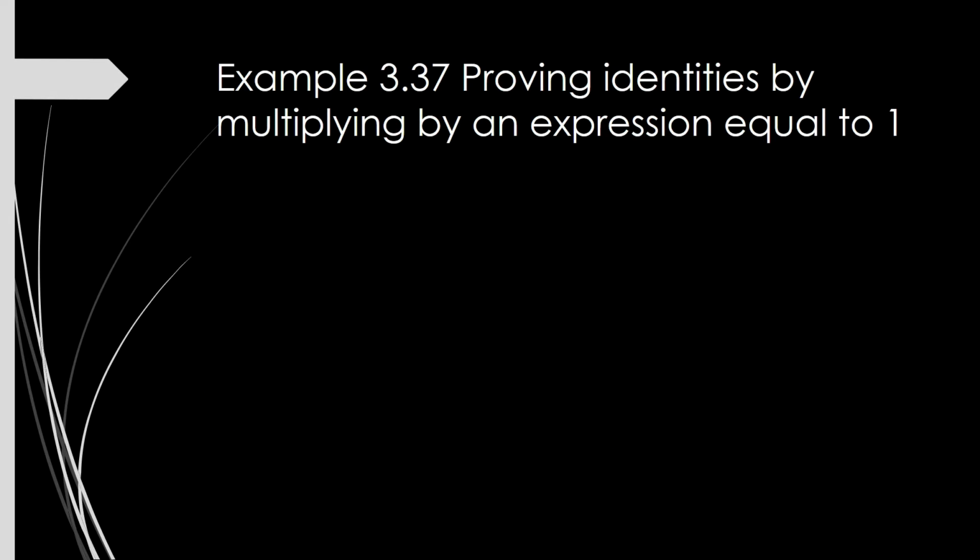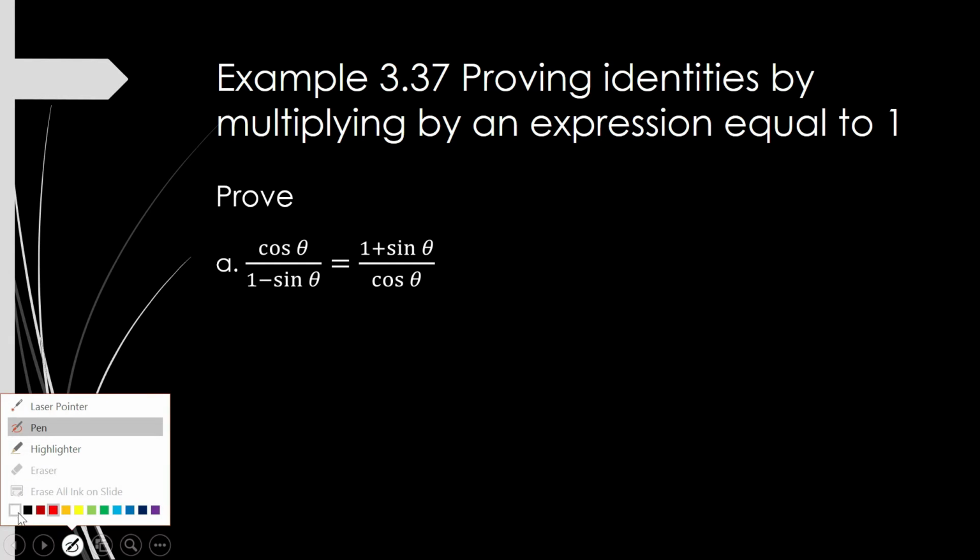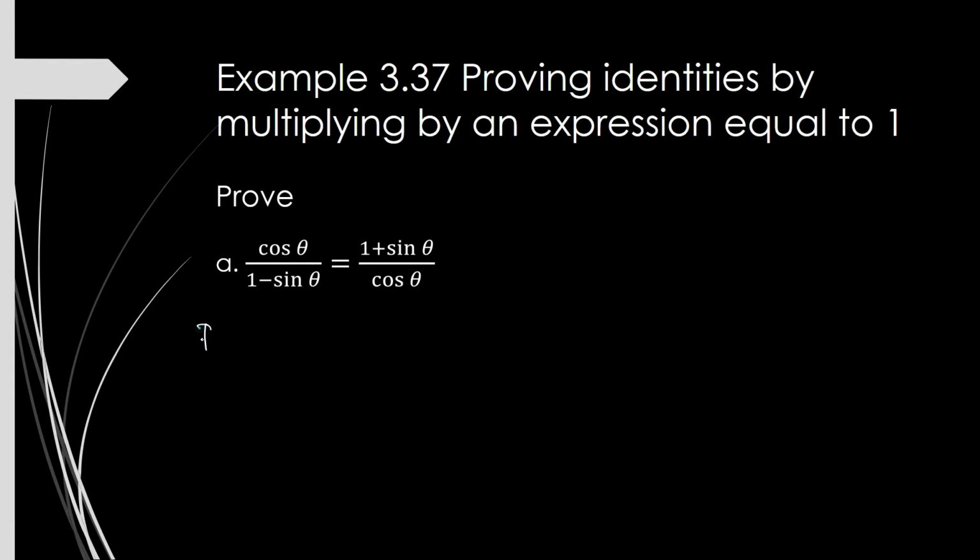Example 3.37, proving identities by multiplying by an expression that is equal to 1. You would know what this means. So prove that cosine of theta divided by 1 minus sine of theta is equal to 1 plus sine of theta divided by cosine of theta. You begin your proof by writing the word proof.